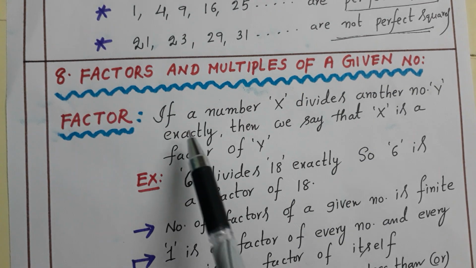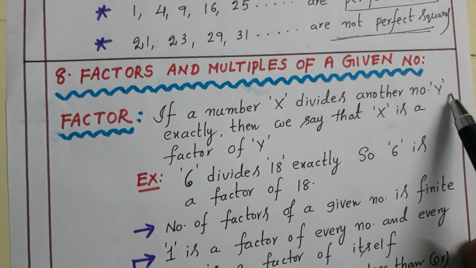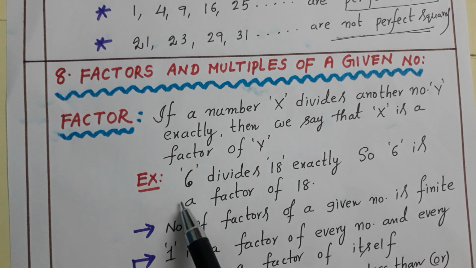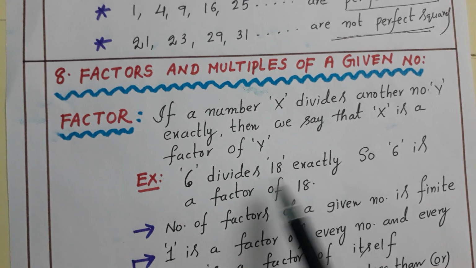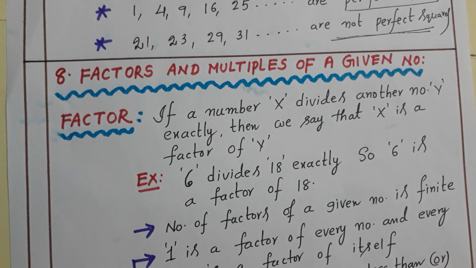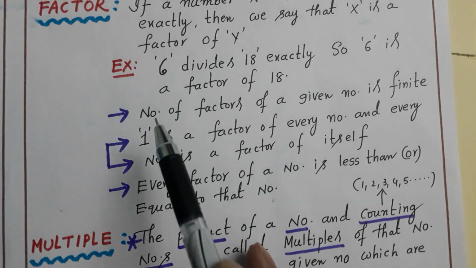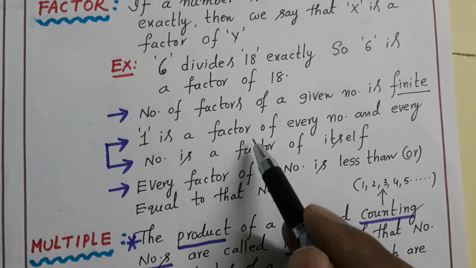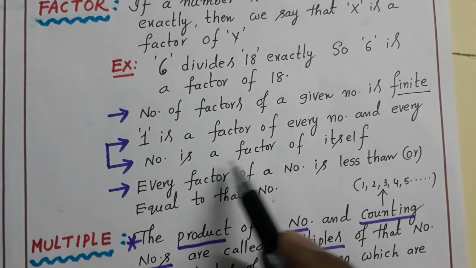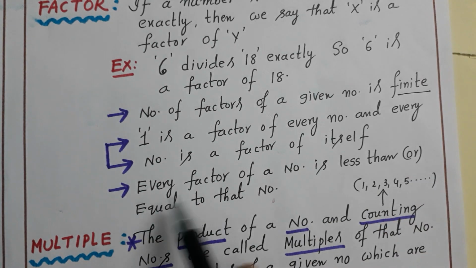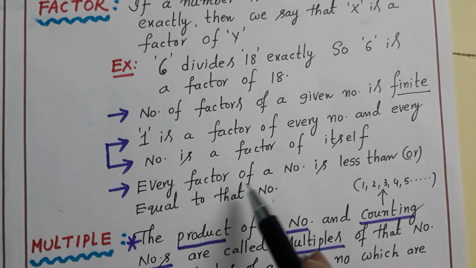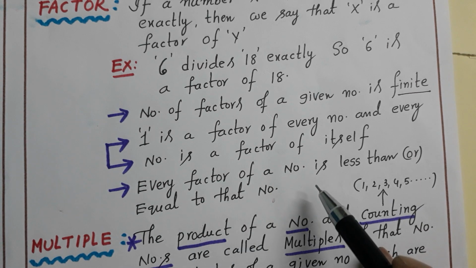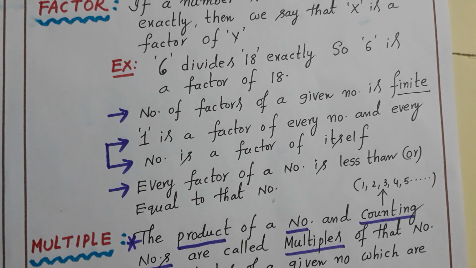Now see the definition. If a number x divides another number y exactly, then we say that x is a factor of y. For example, 6 divides 18 exactly, 6 3s are 18. So 6 is a factor of 18. Now see, the number of factors of a given number is finite. I told you already, 1 is a factor of every number, and every number is a factor of itself. Every factor of a number is less than or equal to that number. You can observe that in the given examples.